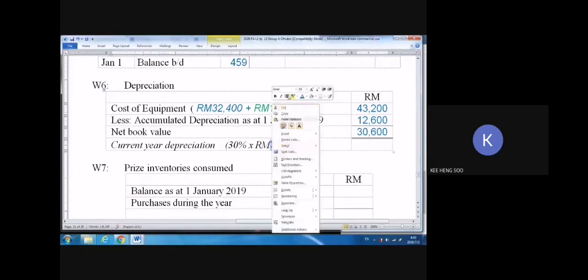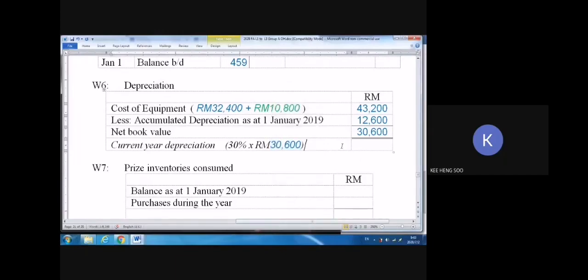$3,600. You got it? This is called current year depreciation. So your accumulated depreciation, you then add it up together. So that is how you get your figure here.